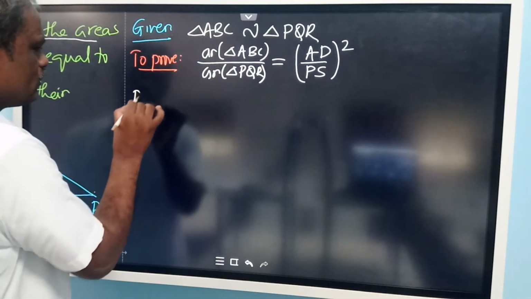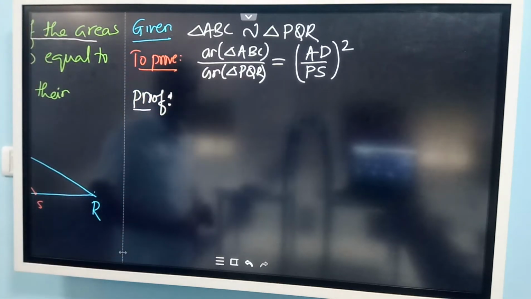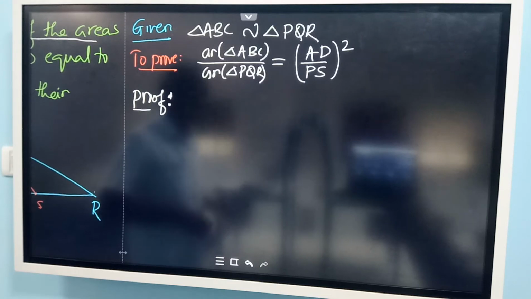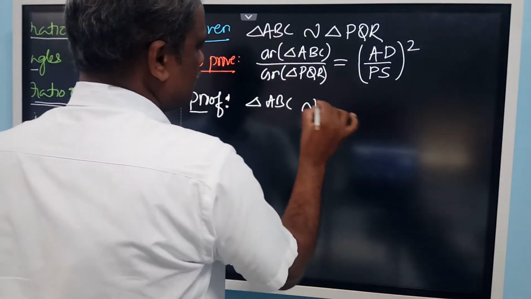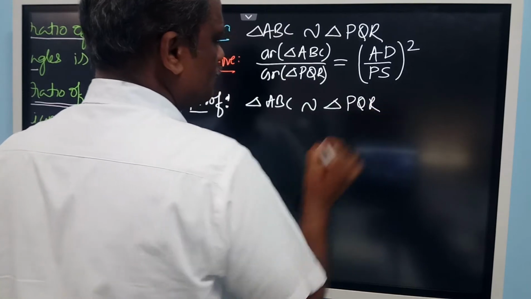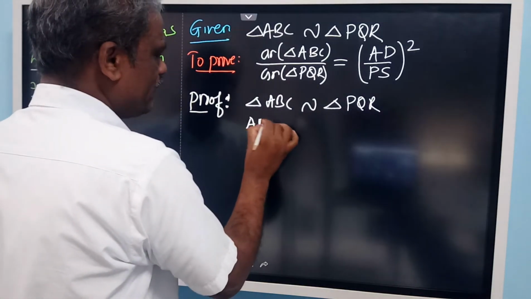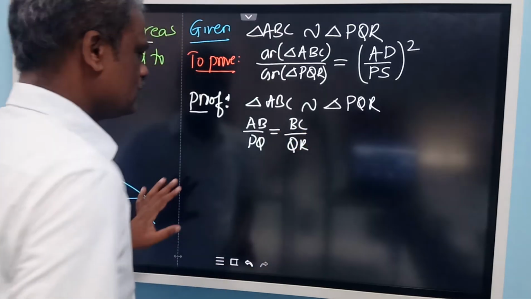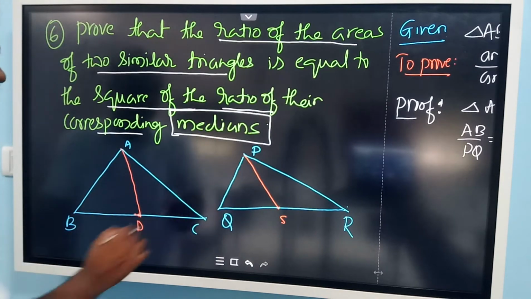This is what we have to prove in this question. So now let us go directly to the proof. You have already done one question related to the median: in a triangle, sides are proportional to their corresponding medians. We have done one question. Same thing we have to do here. So given triangle ABC is similar to triangle PQR. That means the corresponding sides are proportional, and you can write AB by PQ is equal to BC by QR.